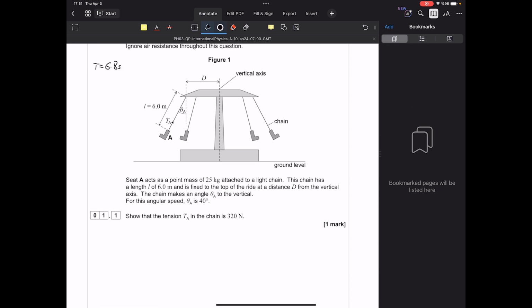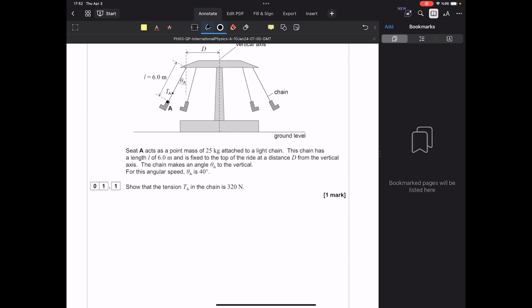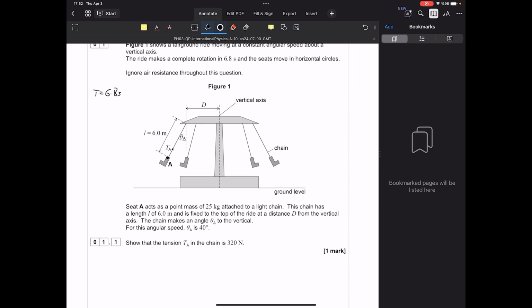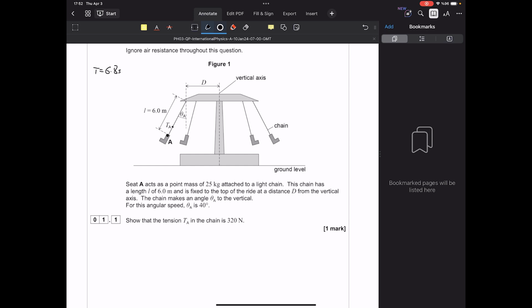And it's moving in horizontal circles. We have a mass of 25 kilograms at this point, and the length of the chain is 6 meters, and it makes an angle with the vertical, which is theta A, which is 40 degrees. I mean, to show the tension, okay, is 320 newtons. So again, we should draw all the forces acting on the object. So we have the force of gravity, and we have the tension force.